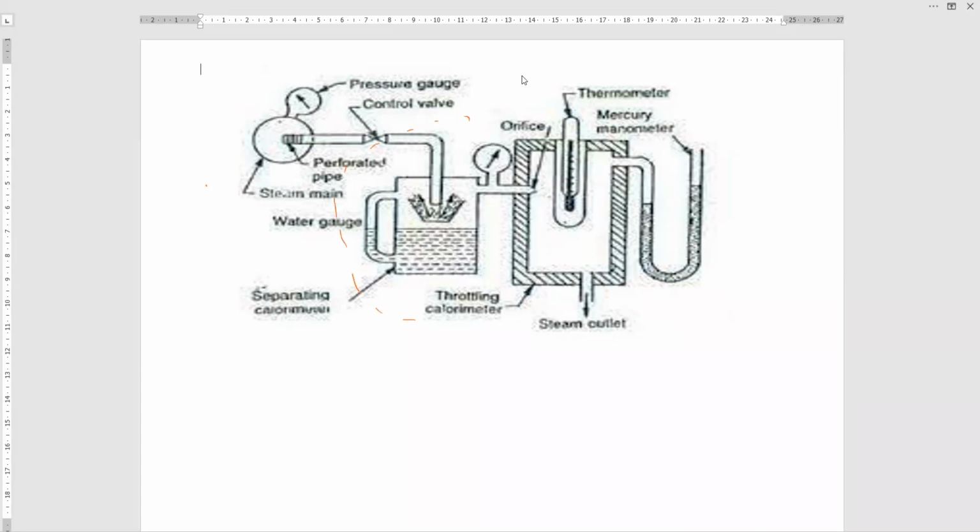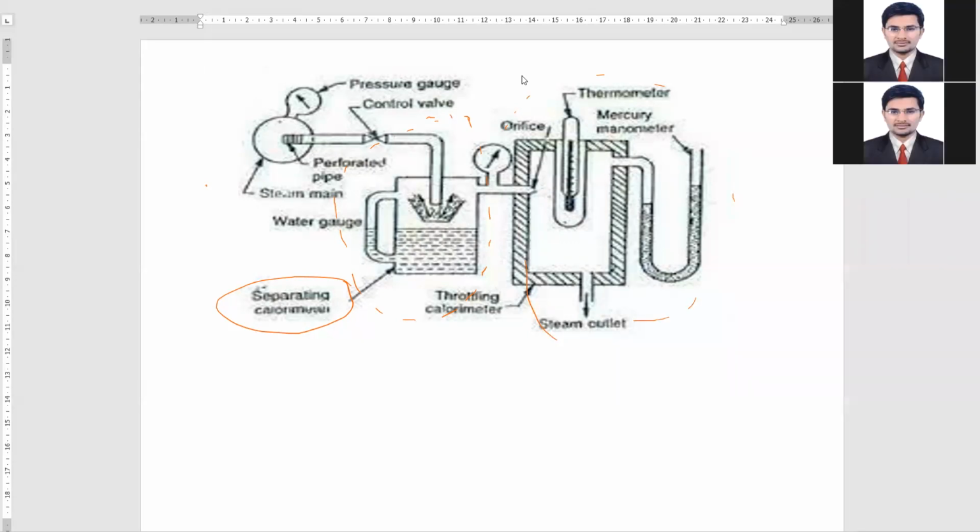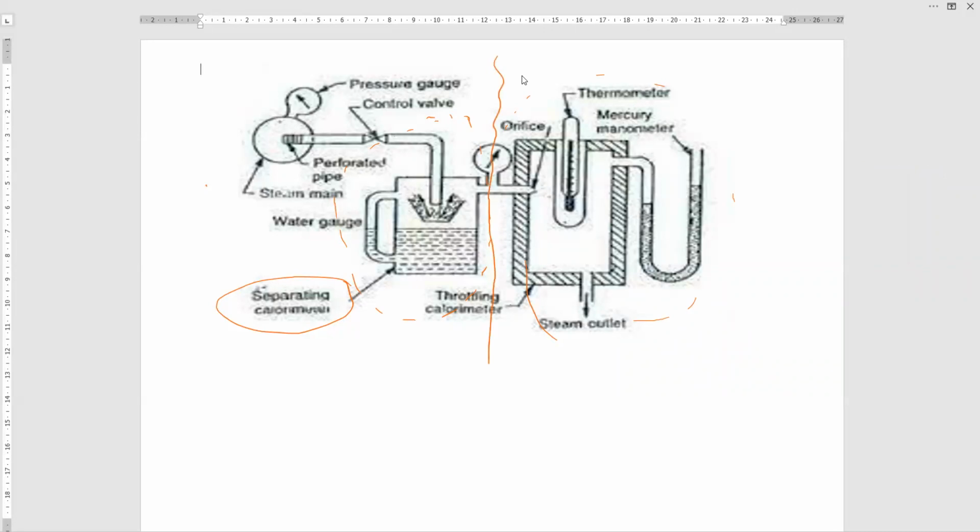This part from here to here is a separating calorimeter. That is what we have written here. And the second part of this experimental work is a throttling calorimeter. Up to here, the left side is the separating calorimeter, and on the right side is the throttling calorimeter. In between these two, we have connected one small pipe, a device called the throttling device. Keep in mind, the major important point you need to remember here is the throttling device, the throttling part.